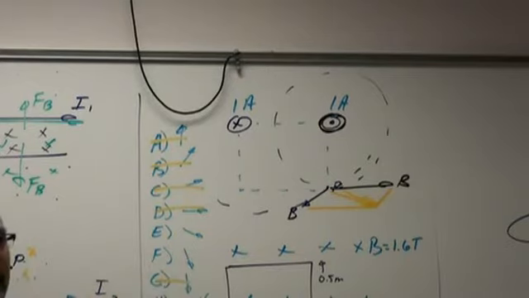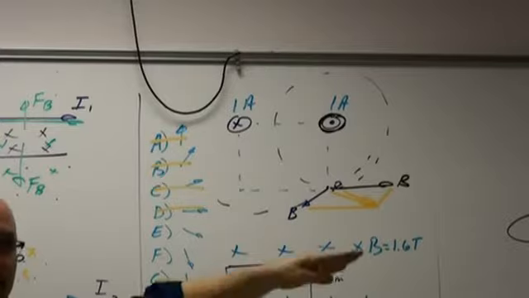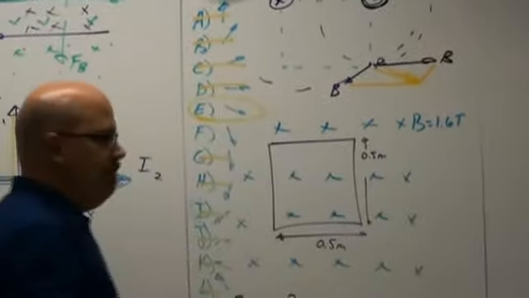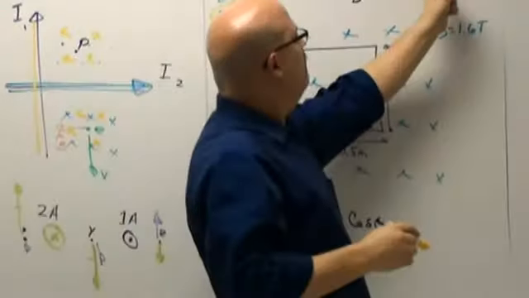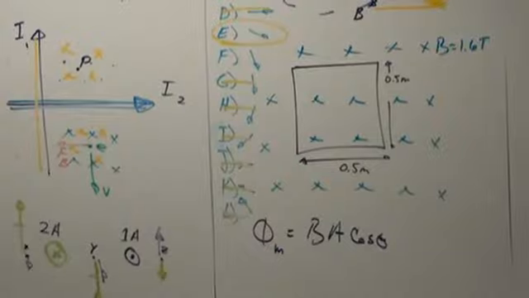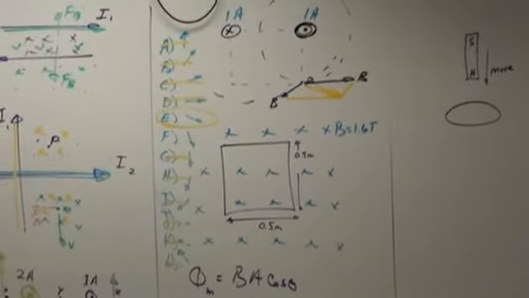Which one? Should be E. Is it above 45 or below 45? It should be E. It looks like it's more E-ish, right? Because it's more that way than this way. That would be my guess. But we know it has to be either E or F, somewhere in that range, right?